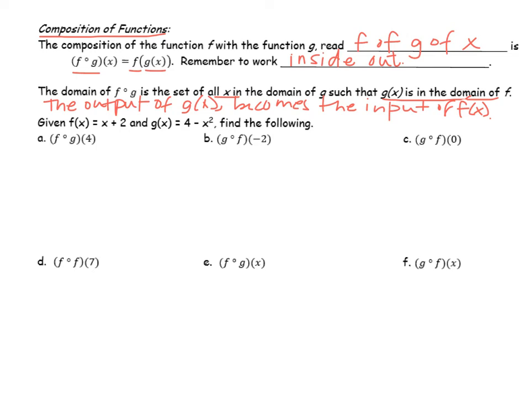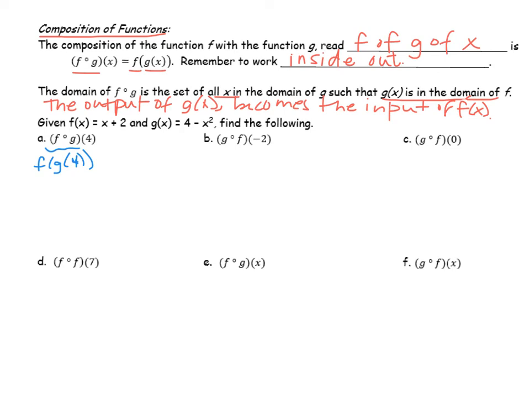Let's try some examples, and hopefully this will look familiar to you from last year. We have two different functions: f of x equals x plus 2, and g of x equals 4 minus x squared. In the first example, it's f open circle g of 4, so this would be a composite function. This means f of g of 4. Whatever your x value is in the parentheses is what you're substituting into the function.